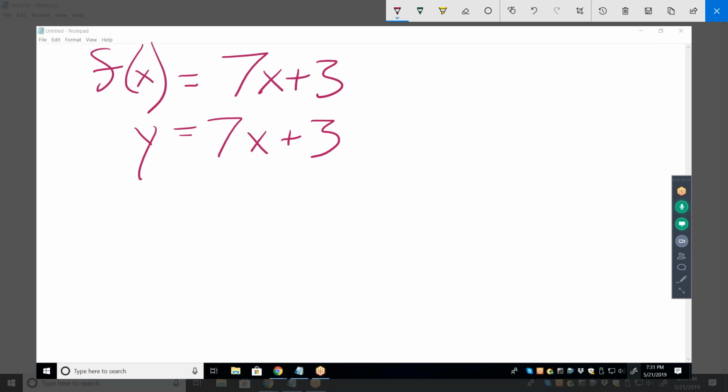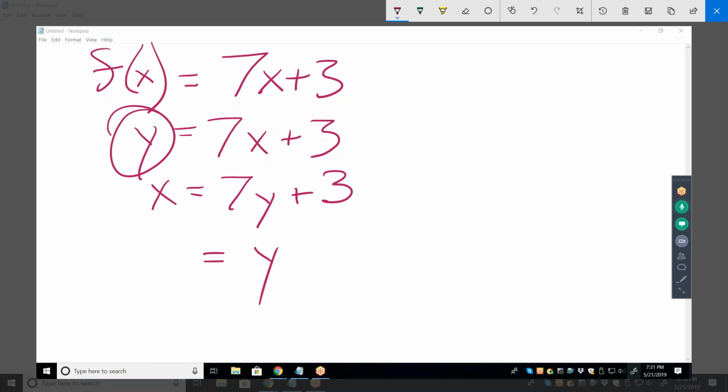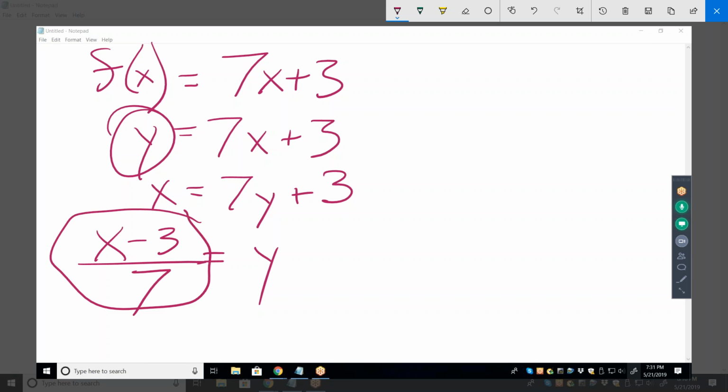Switch the variables. Okay. And the last step is solve for y. And that will be the inverse. It will not be the same y as that y, because I just switched the variables. So when you solve for y, what do you get? y equals (x minus 3) over 7. That's the inverse. Okay.